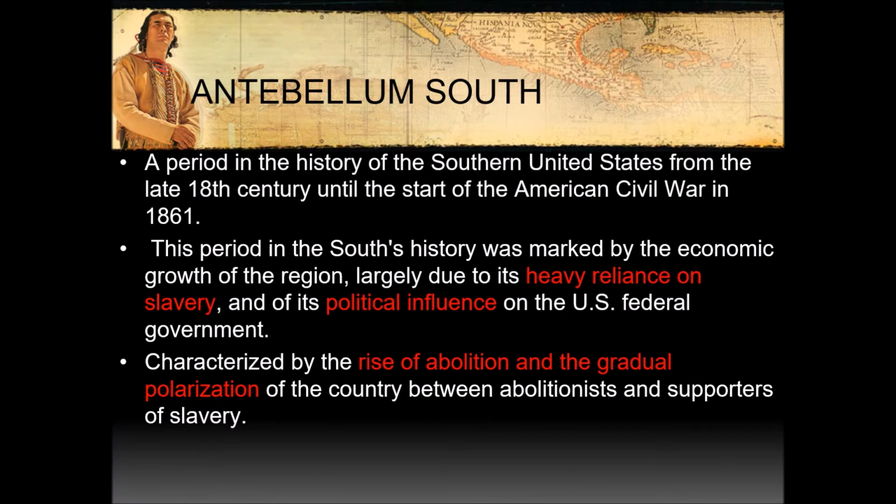Now we move to the Antebellum South. The Antebellum South is a period in the history of the southern United States from the late 18th century until the start of the American Civil War in 1861. This period in Southern history was marked by the economic growth of the region, largely due to the heavy reliance on slavery, and also by political influence on the US federal government. It was characterized by the rise of abolition and the gradual polarization of the country between the abolitionists and the supporters of slavery.